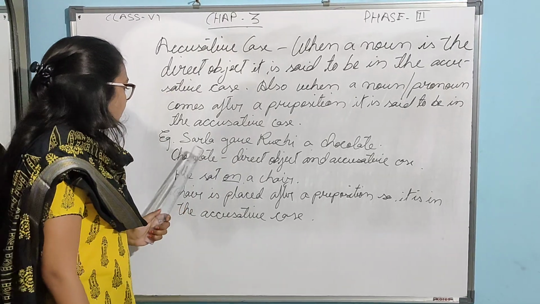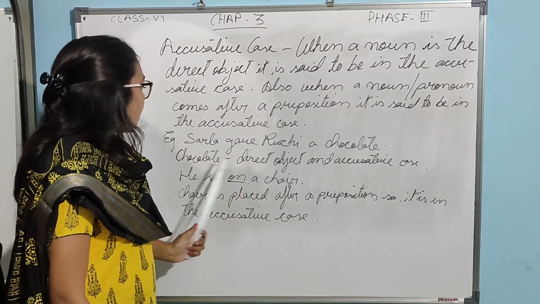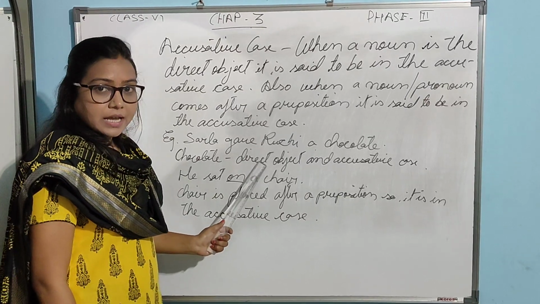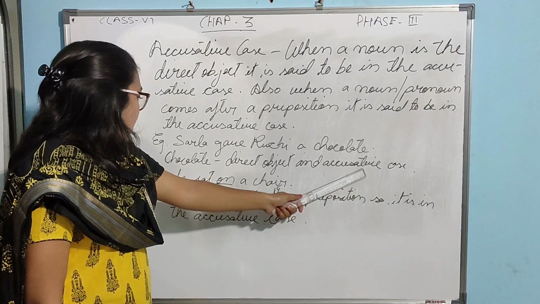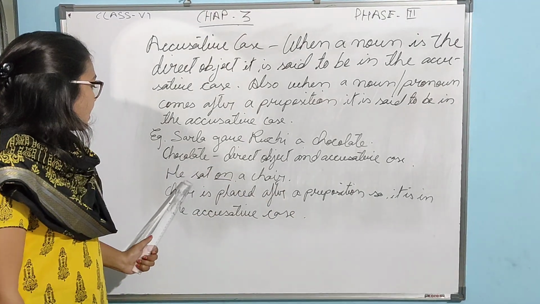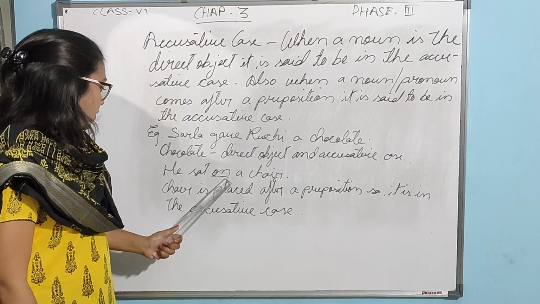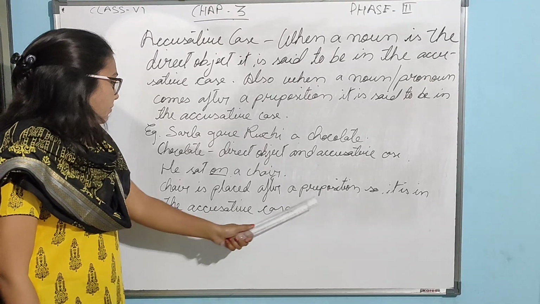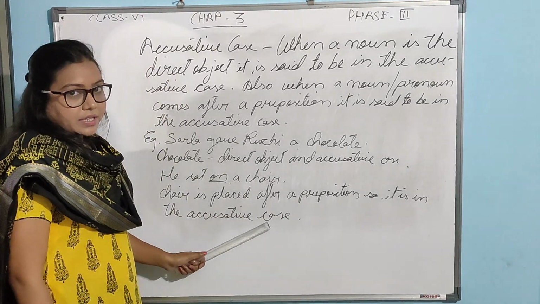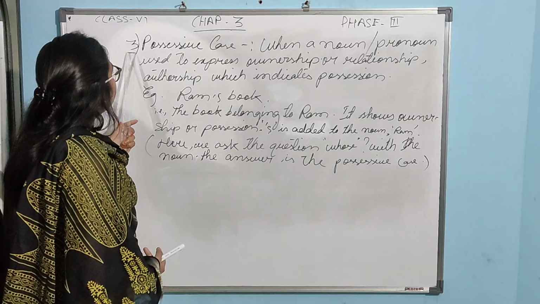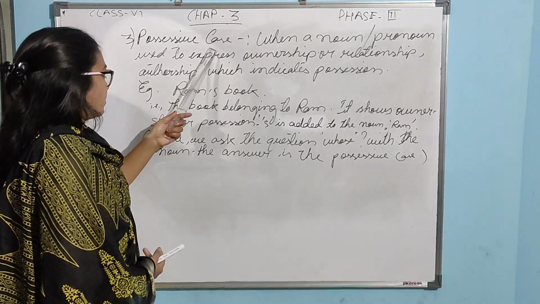Follow the example. Sarla gave Ruchi a chocolate. Here, chocolate is the direct object and so it becomes the accusative case. The next example is, he sat on a chair. Follow the preposition on. Chair is placed after a preposition, so it is in the accusative case. Third point or the third kind is the possessive case.